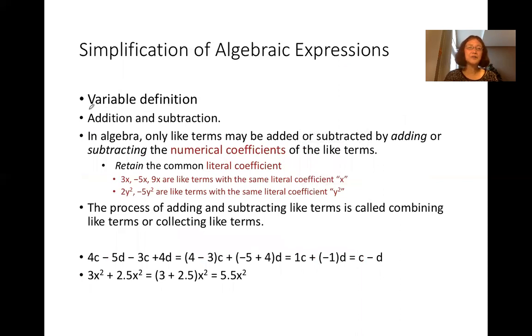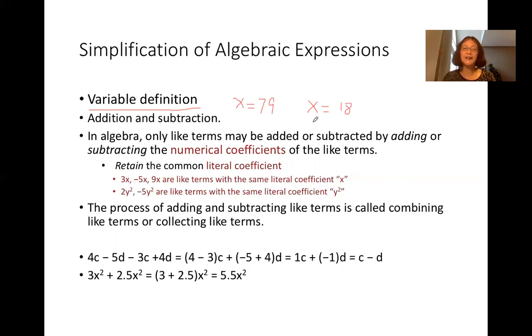Next, I will introduce variable definition. A variable is just a letter to represent an object. For example, X represents your quiz 1 mark, maybe 79 out of 100. So X is a variable. Or X can represent your age. For example, you may be 18 years old or 19 years old.